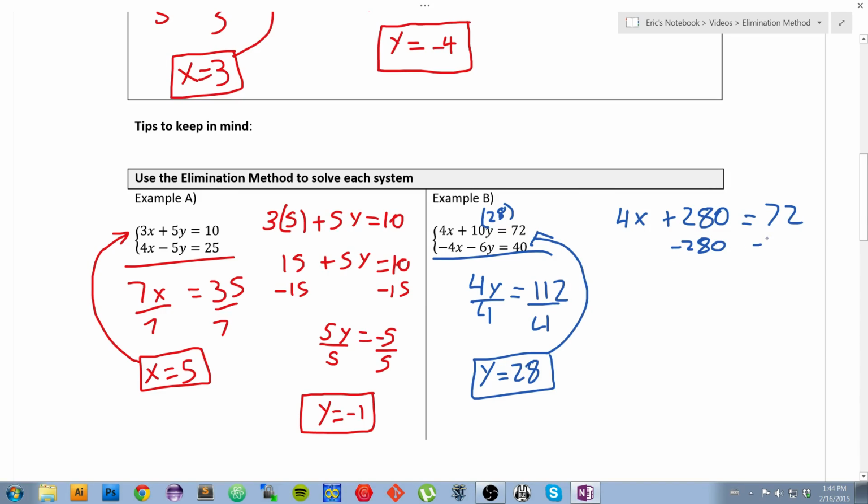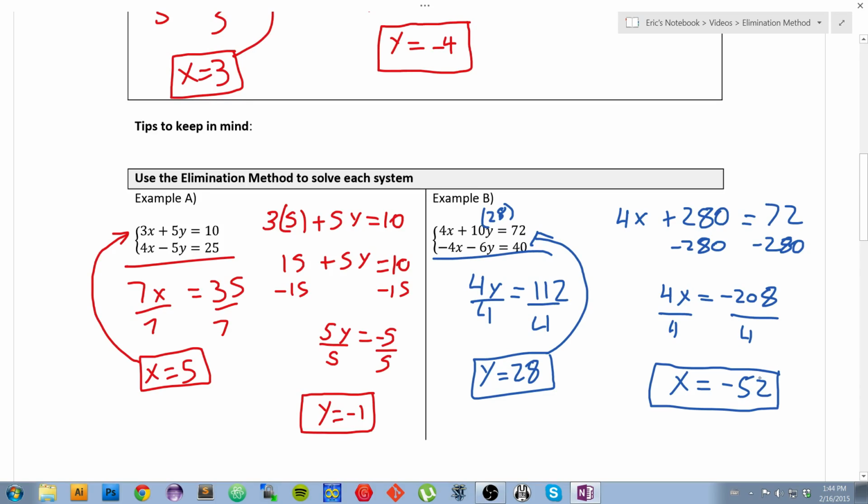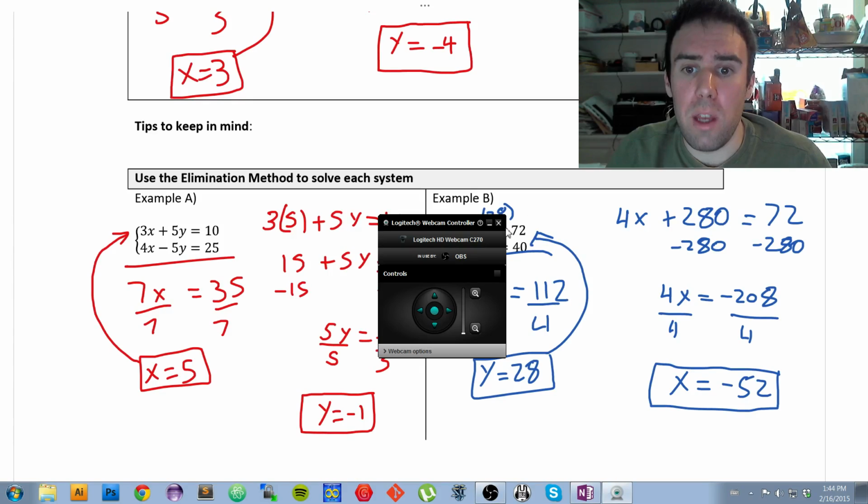Take away 280 from both sides. 4x is equal to negative 208. Again, seems pretty large, but at least it is divisible by 4. And that will give us that x is negative 52, even though it looks like my 5 and my 2 are almost mirror images, but backwards. So that right there is the basics of the elimination method.